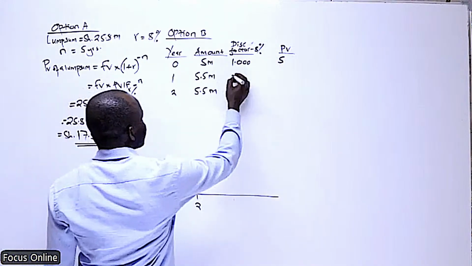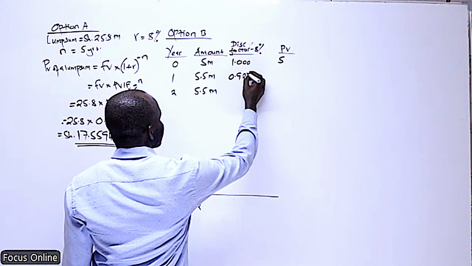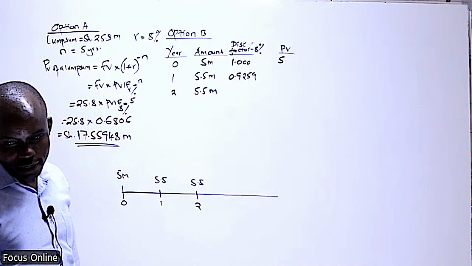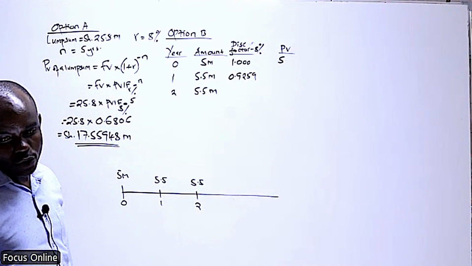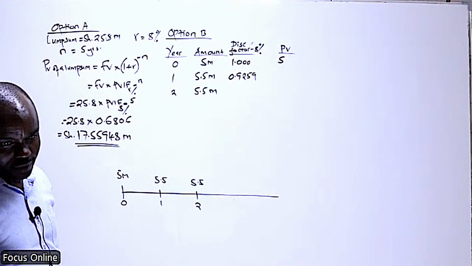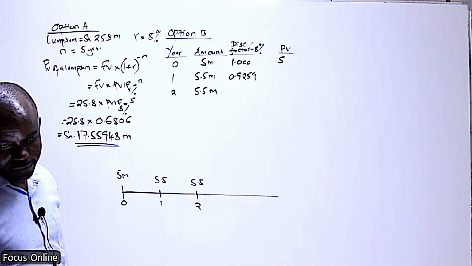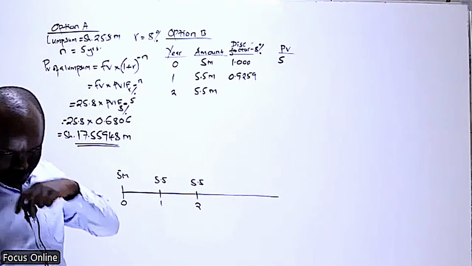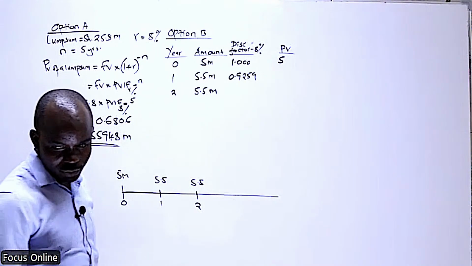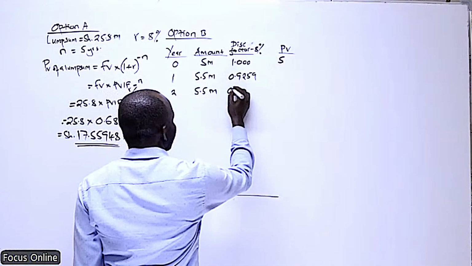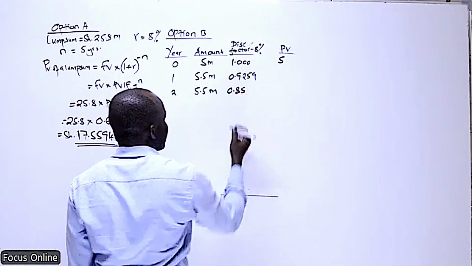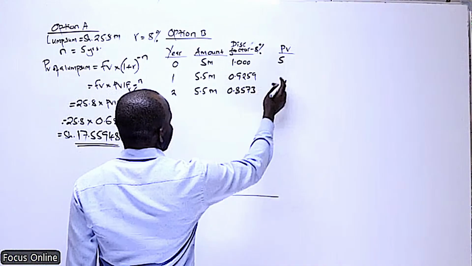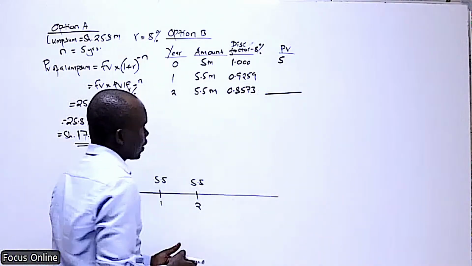0.9259. Year 2: 0.8573. So we multiply now.